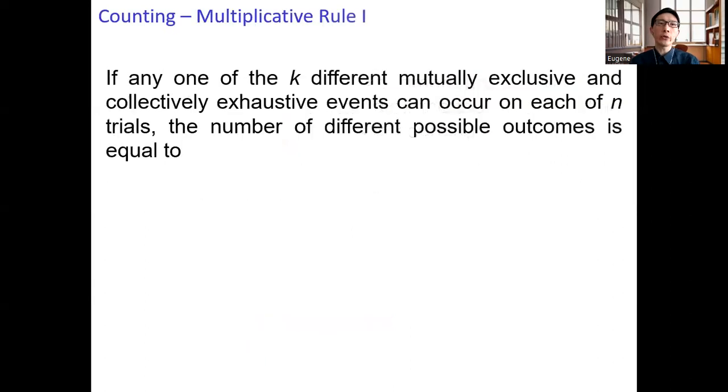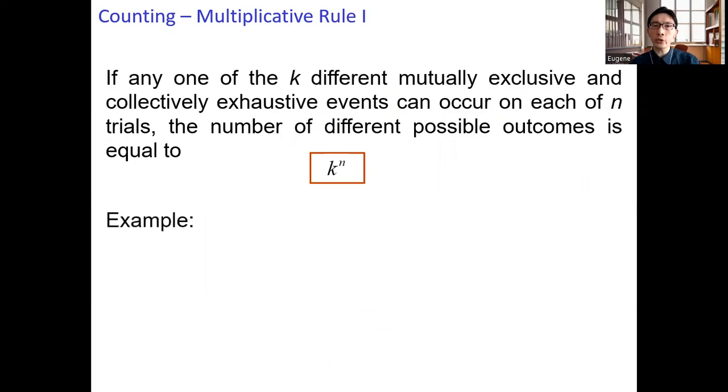Let's take a look at the first version of the multiplicative rule. If any one of the k different mutually exclusive and collectively exhaustive events can occur on each of n trials, the number of different possible outcomes is equal to k to the power n.